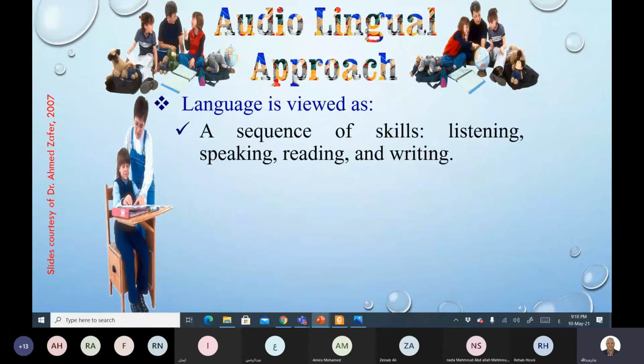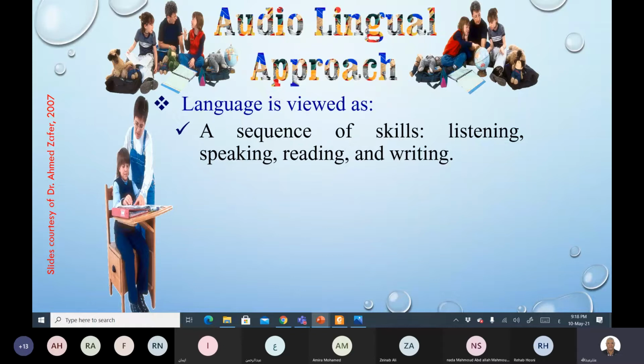يضاف لذلك, language in the audio-lingual method is a sequence of skills, and the sequence of skills starts with the natural order of language acquisition. So a student is like a child who acquires language first by listening, not by reading. After listening, speaking. After speaking comes reading, and finally comes writing.